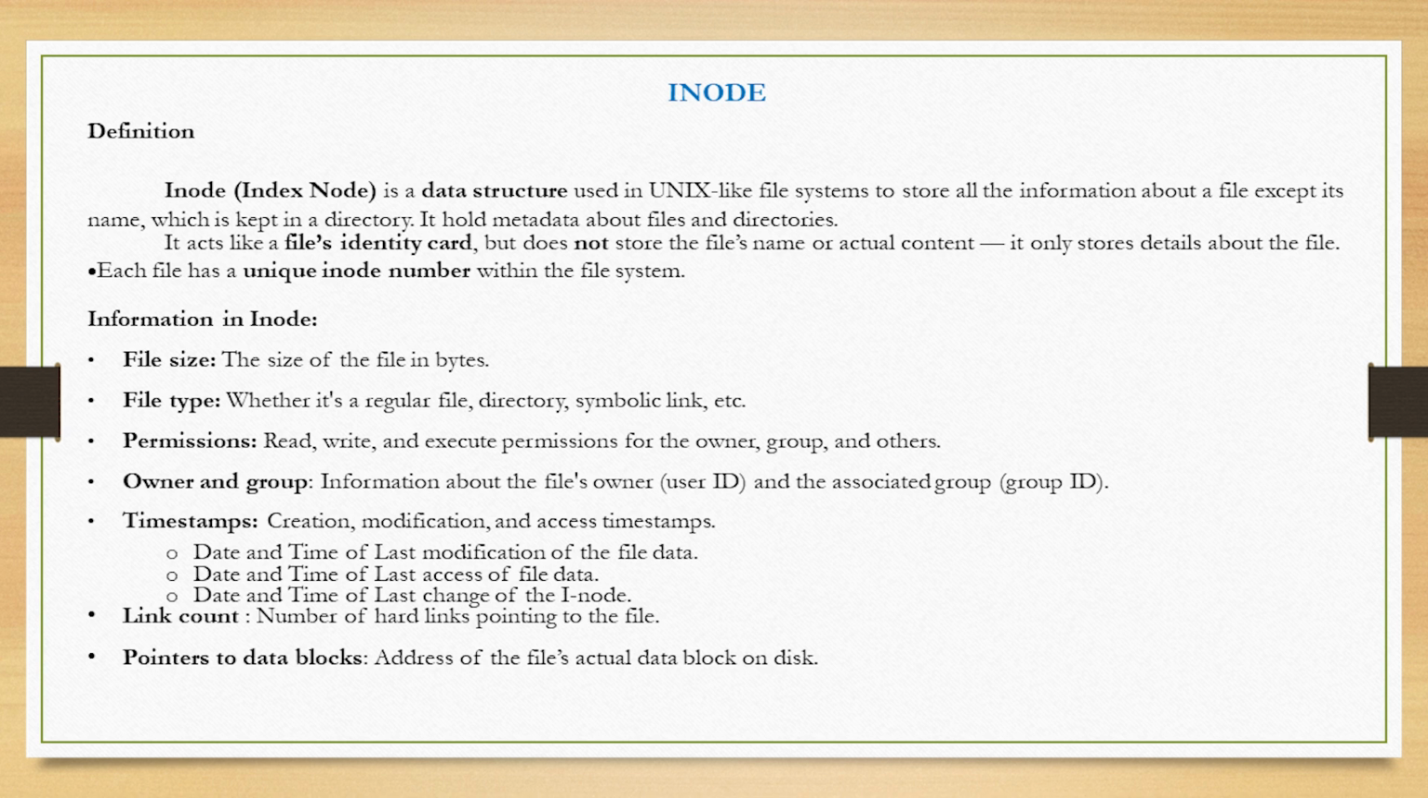The timestamps are the creation, modification and access timestamps. The date and time of the last modification of the file data, the date and time of last access of the file data, and also the date and time of last change of the inode. Next one is link count, the number of hard links pointing to the file. Pointers to the data blocks give the addresses of the file data blocks on the disk.